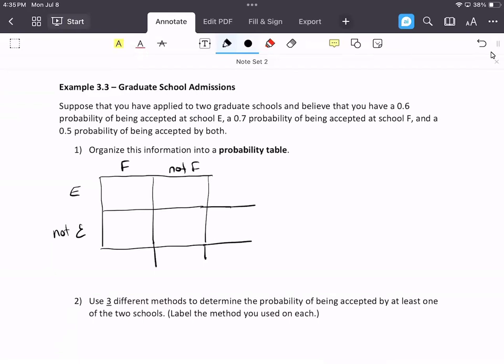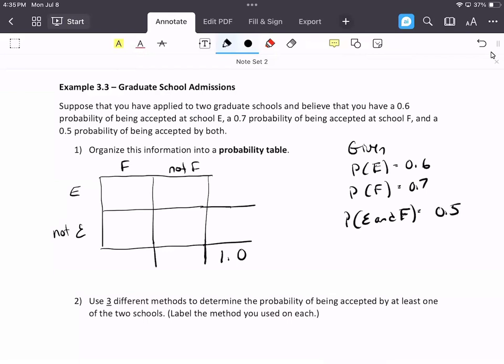The total probability, to be a valid probability distribution, must total 1. So that's going to be in that bottom corner there. Now we have some information that we're given. We're given that the probability of getting into school E is 0.6. The probability of getting into F is 0.7. And the probability of getting into E and F is 0.5. We're going to use this information to fill out the table.